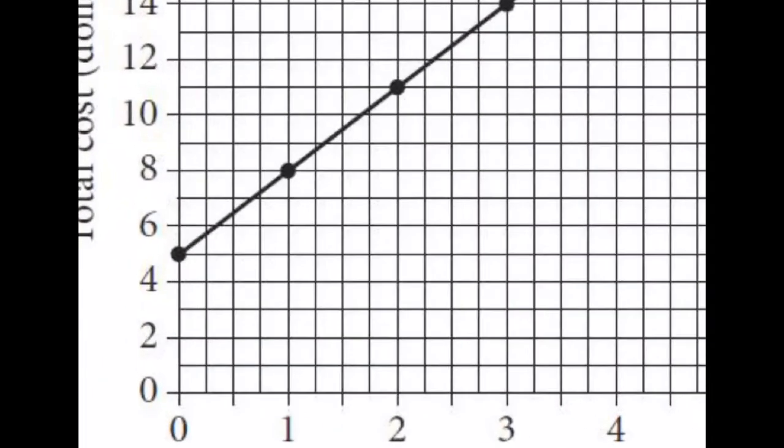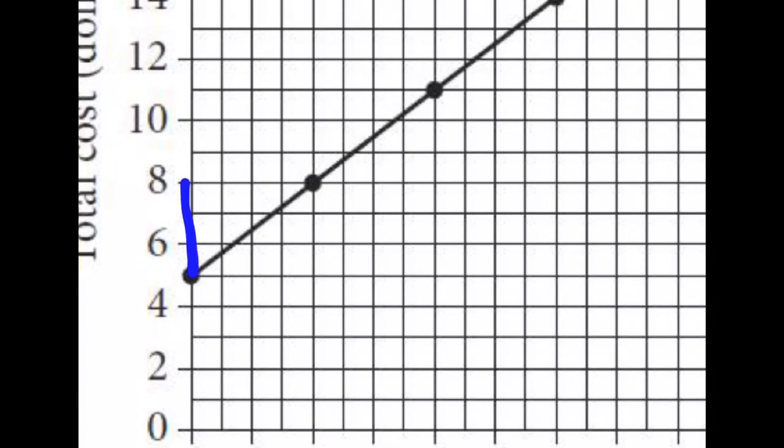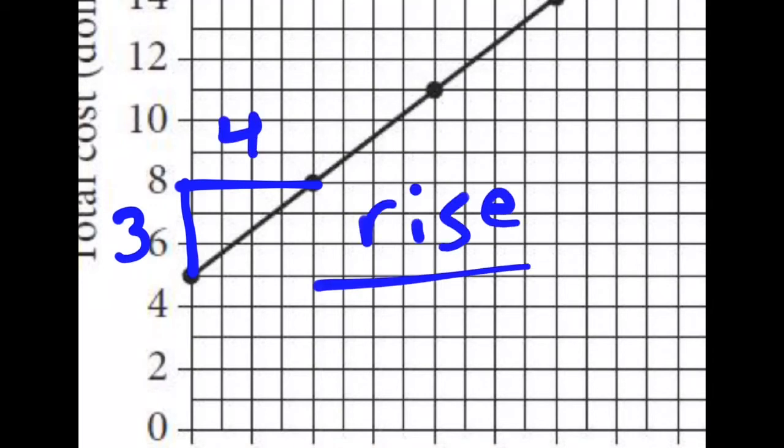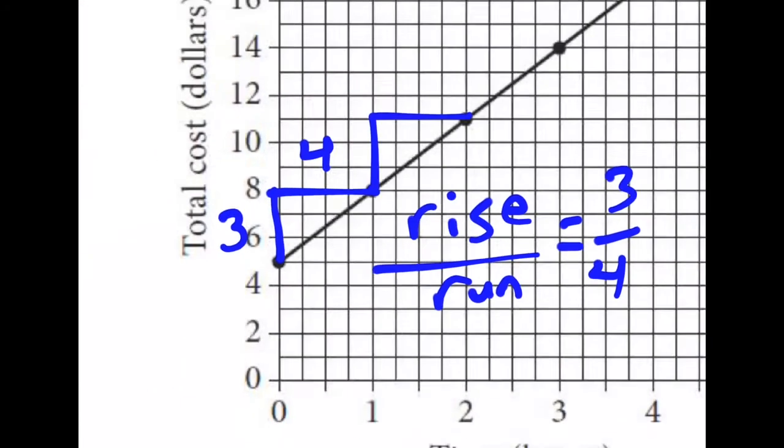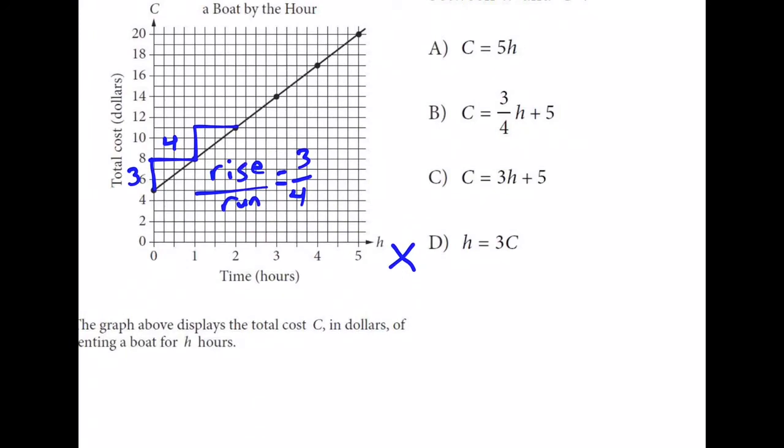Or, if we zoom in a little bit, we can make a little triangle and say I'm going up 3 and I'm going over 4. So if we're looking at rise over run, what's my fraction going to be? 3 over 4. I rise 3, I run 4. Let's try it again. I rise 3, I run 4. That's my slope. So I can write that as c is equal to 3/4 h. And I don't even have to go any farther, but notice the intercept here is 5, so that does make sense.